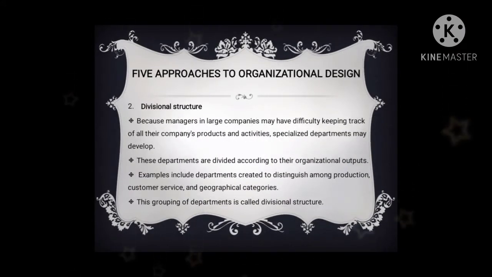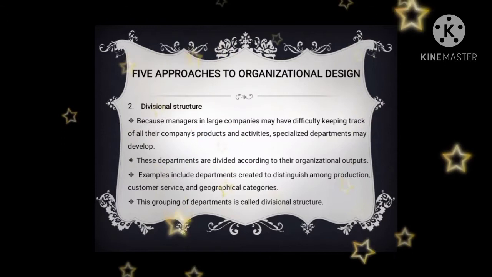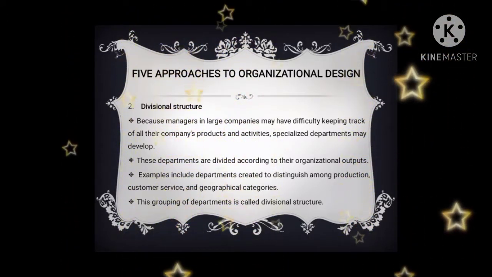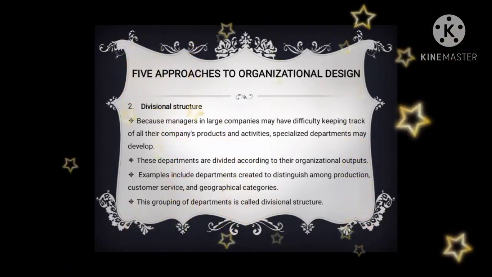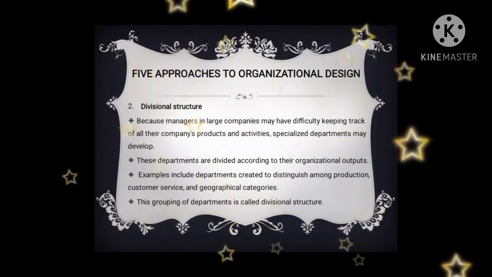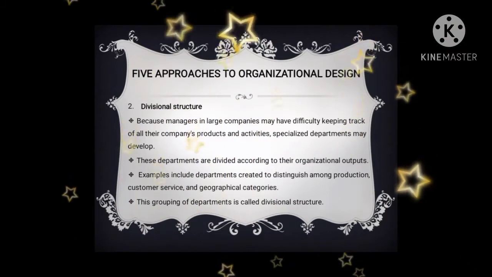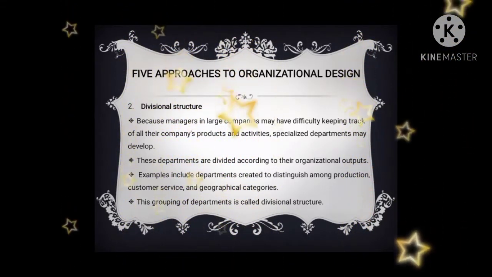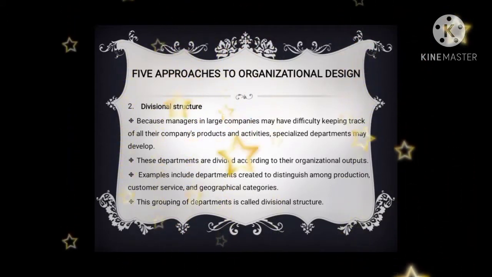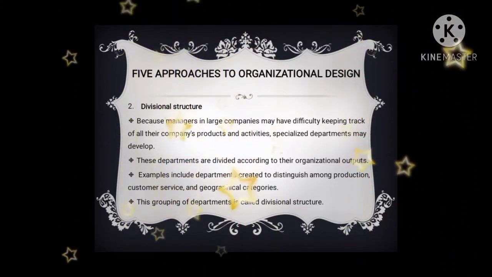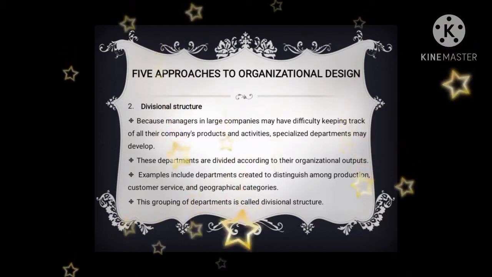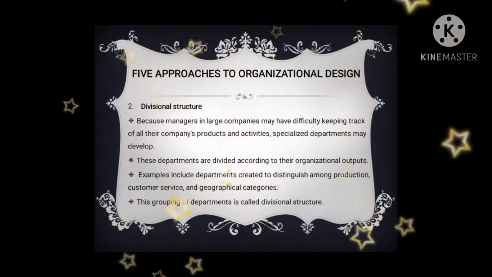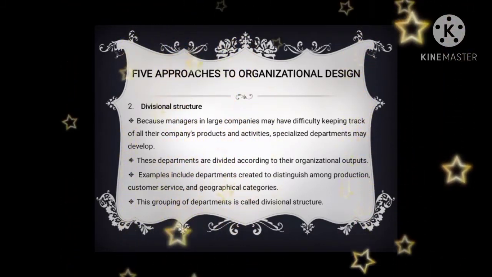Second, we have divisional structure. Because managers in large companies may have difficulty keeping track of all their company's products and activities, specialized departments may develop. These departments are divided according to their organizational outputs. Examples include departments created to distinguish among production, customer service, and geographical categories. This grouping of departments is called divisional structure.